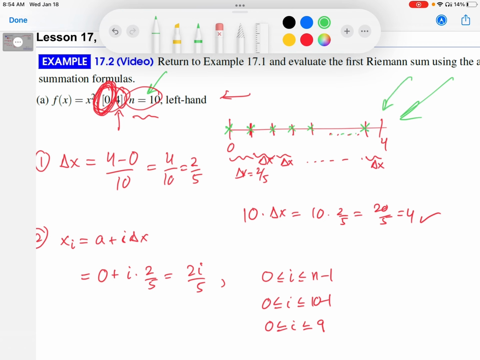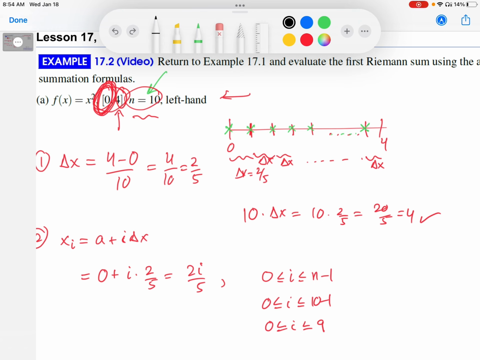We're not going to use x equals 4 and plug it into the function to get a rectangle height, because 4 is on the right-hand side of this last subinterval. That would be something we do if we were doing a right-hand Riemann sum, but we're not. We're doing a left-hand Riemann sum. So all the green x's you can see here are the x values that we're going to substitute into the function in the next step to get our rectangle heights.